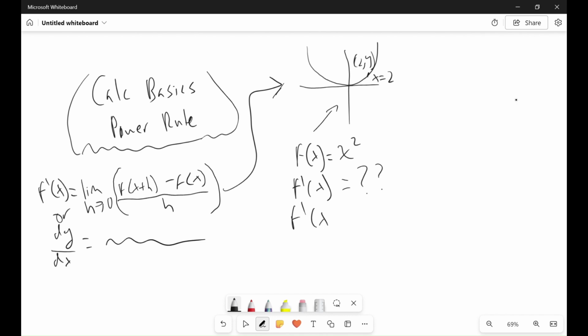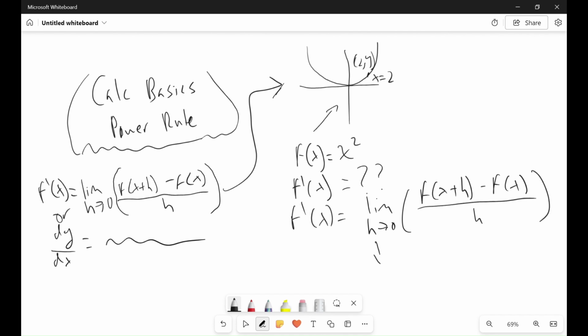So f prime of x is given by the limit as h approaches 0 of big parentheses, all of that over good old h, close parentheses. Okay, so the limit as h approaches 0 part is going to stay, but let's see, how can we simplify this? Well, here's an idea. We know what f of x is. f of x is equal to x squared, so we don't need to keep the generic x plus h and f of x. We can sub in our function that we know.